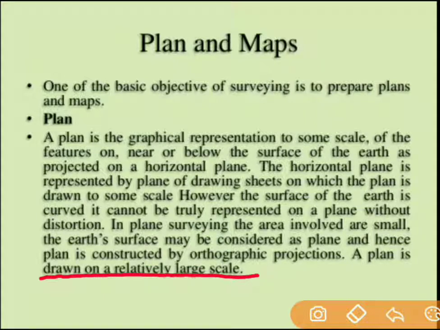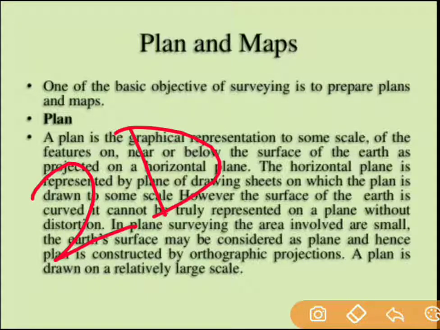If you want to take notes, please pause this video and take all these points. Plan means features on the surface are transferred onto paper. In the plan we draw to a large scale. And a plan is always two-dimensional.